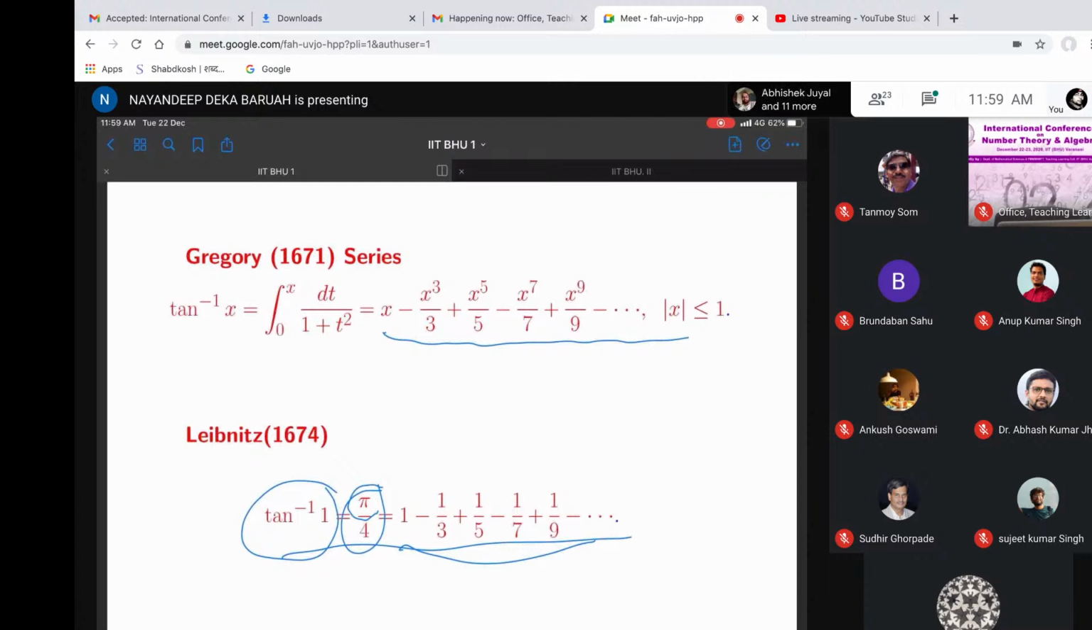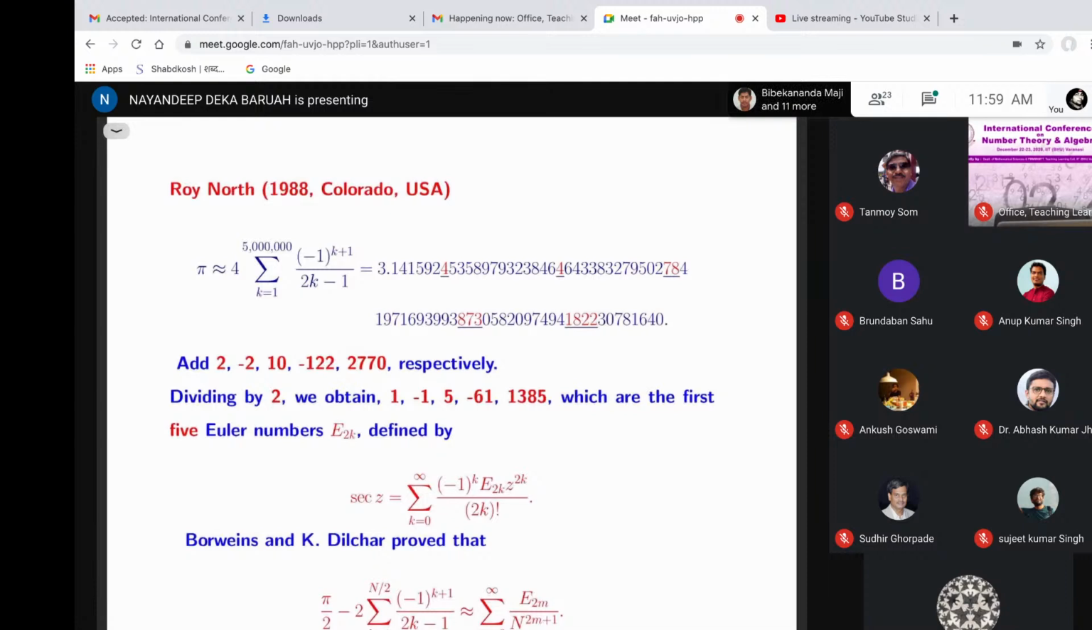So the Madhava-Gregory-Leibniz series was exploited by Machin in 1706 to calculate 100 digits of pi. This is the formula. One can expand arctan of 1 over 5 by Gregory's series, truncate somewhere finitely, and then calculate the value of pi. So Machin used that and calculated up to 100 decimal places.